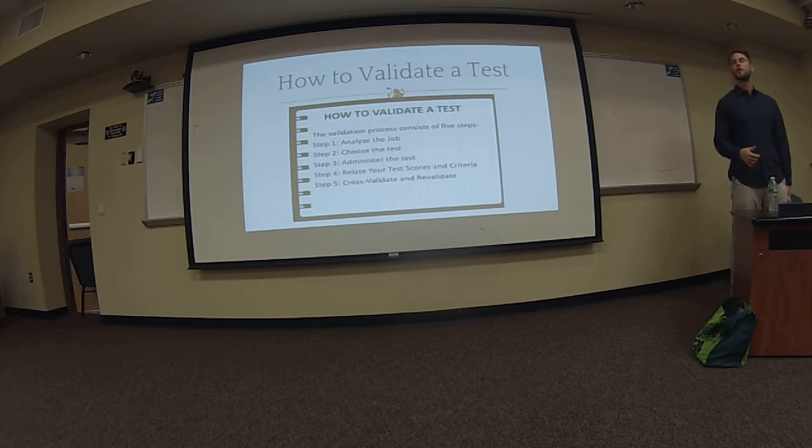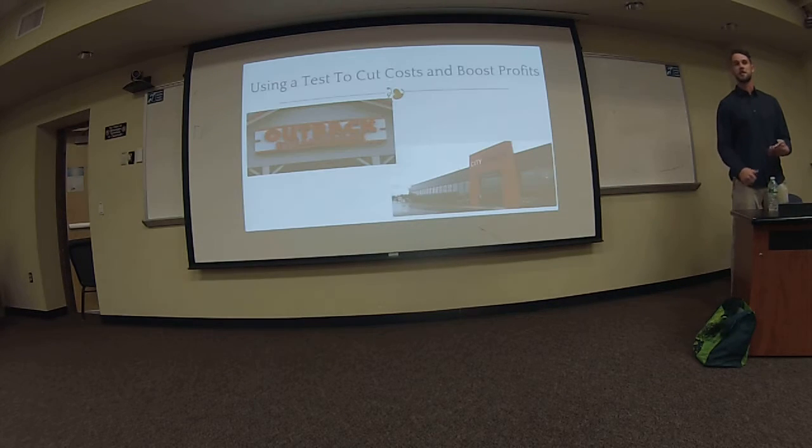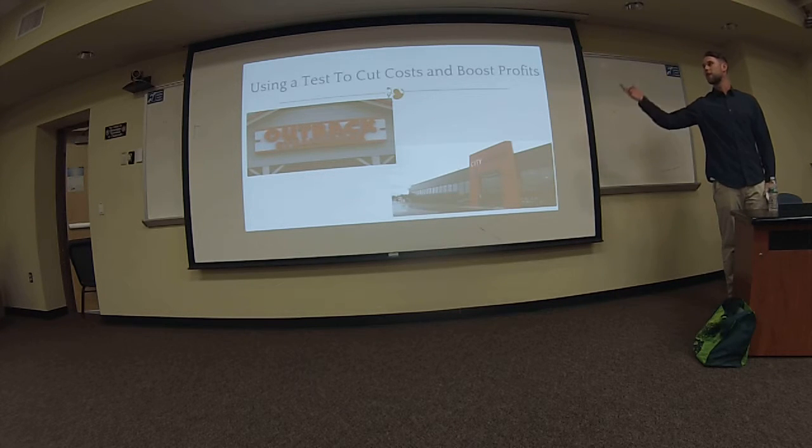But number 1, analyze the job. It's pretty much meaning that you're looking for predictors, which are like the keys to success for that specific job. And 2, 3, and 4 are pretty basic. 5, cross-validate and revalidate is testing multiple different people to make sure that this test does what you want it to do. And Outback has an example of how they cut costs and boost profits.